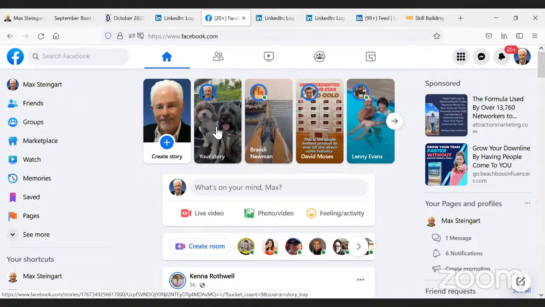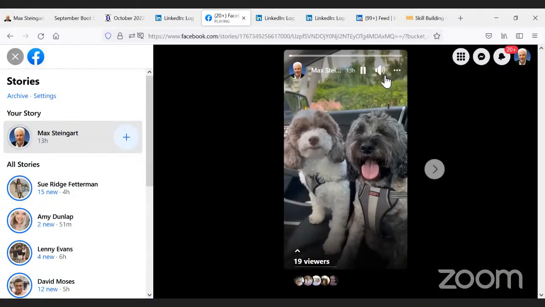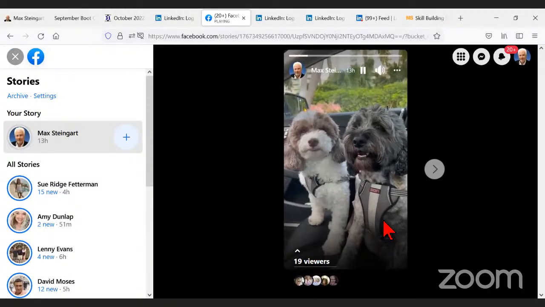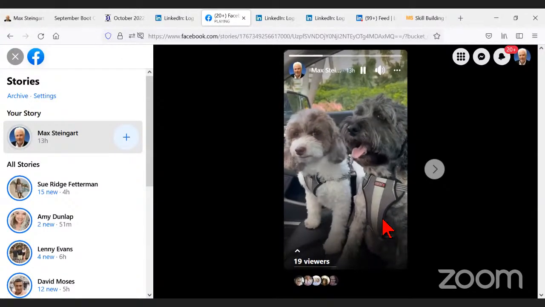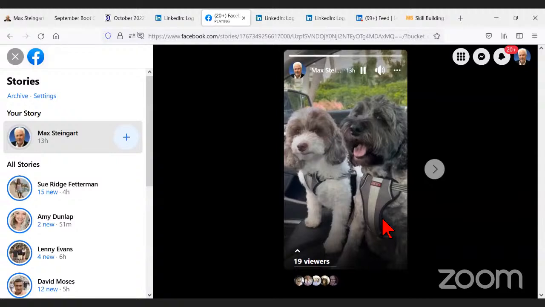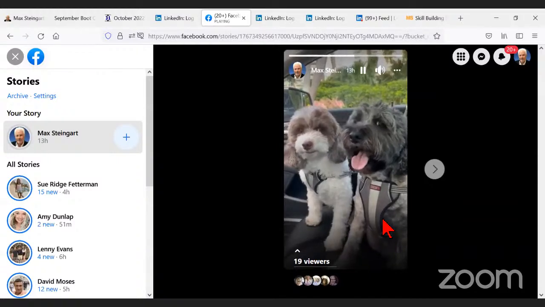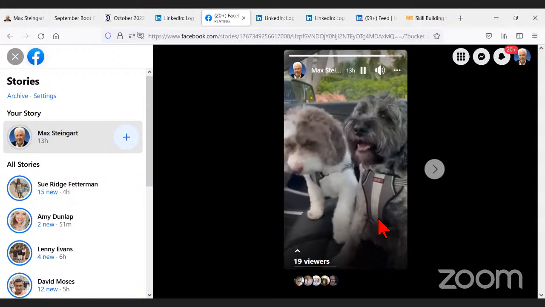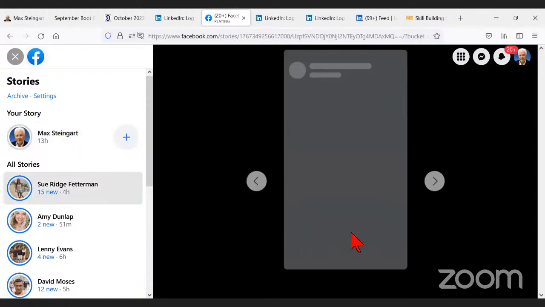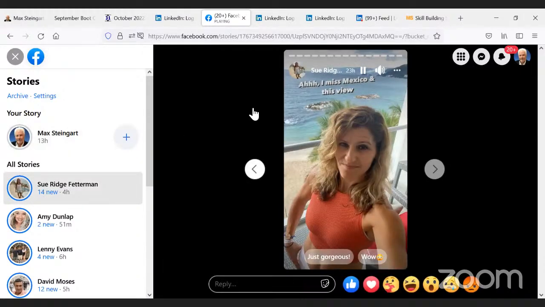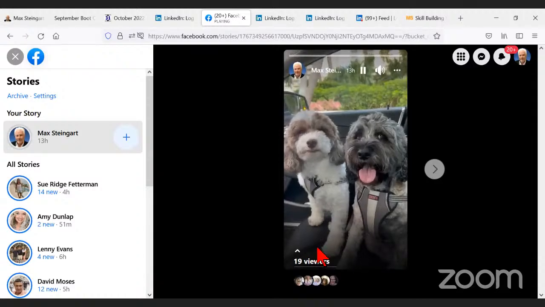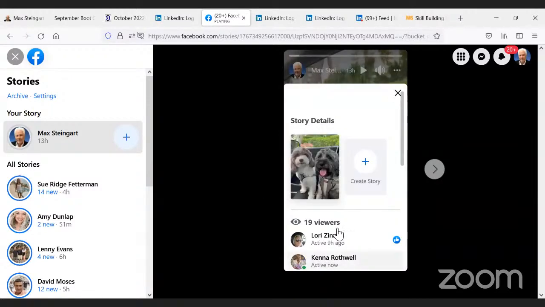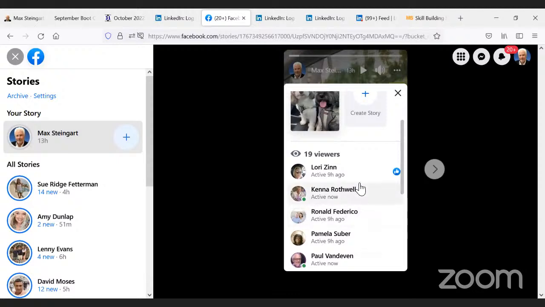So earlier today, I made a post. I don't know what Spartacus and Bentley like better, going for a walk or taking a ride to the dog park. But in any event, these two guys love getting out. They love networking with other dogs. Now, that was short. But I've had 19 people so far that have viewed it.